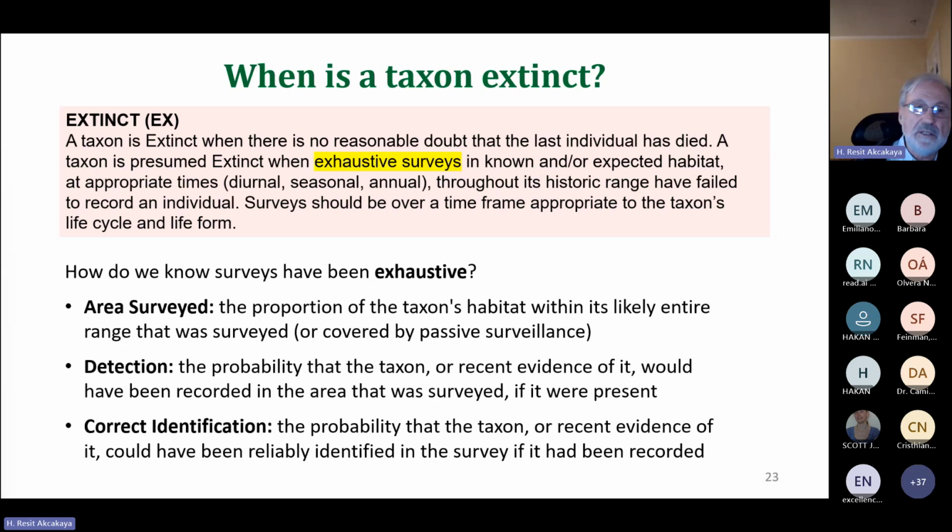If the species is unique, then correct identification probability would be close to 1, because once you record it, that is very likely the correct species.